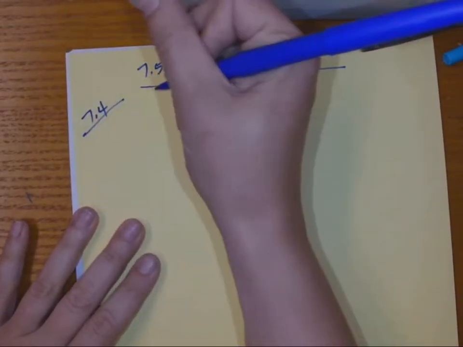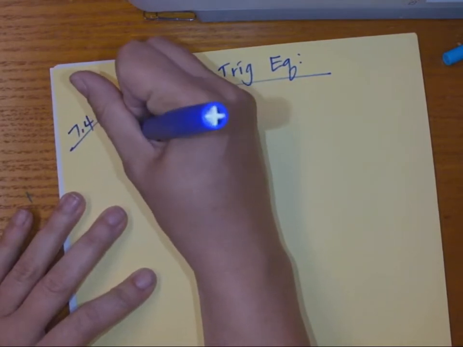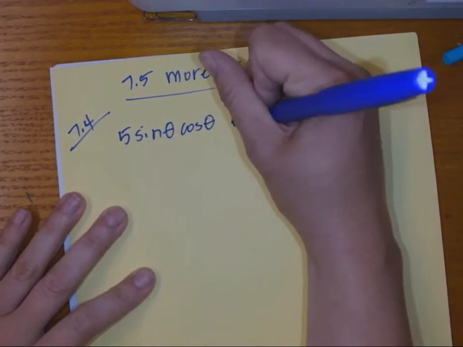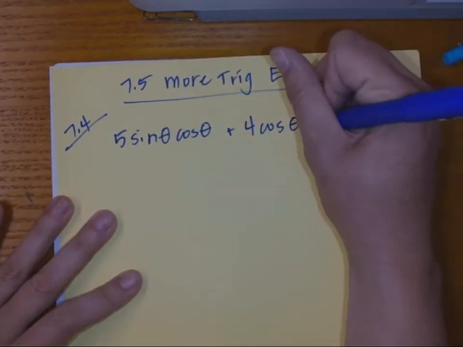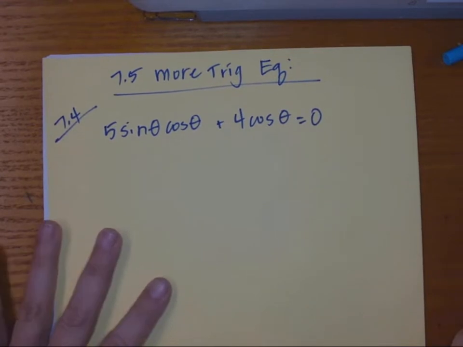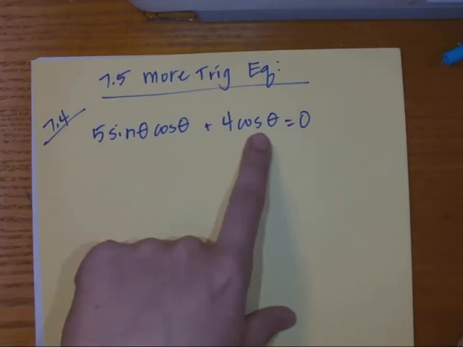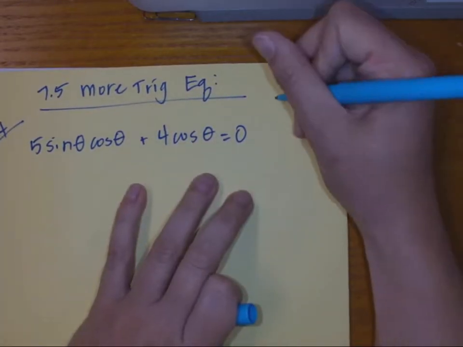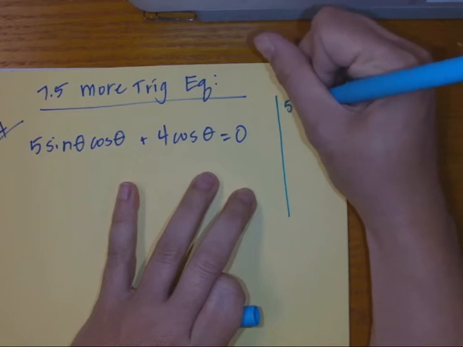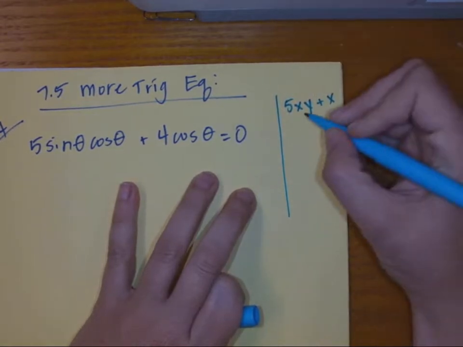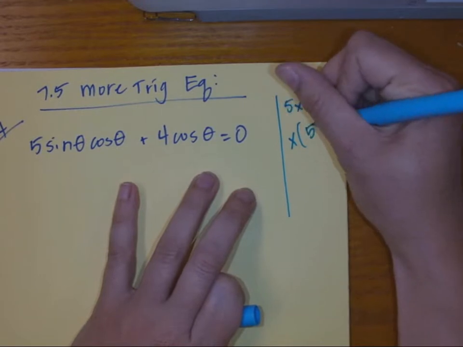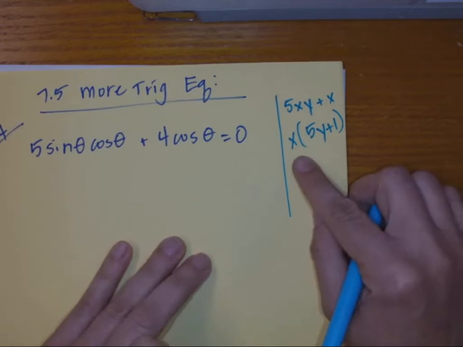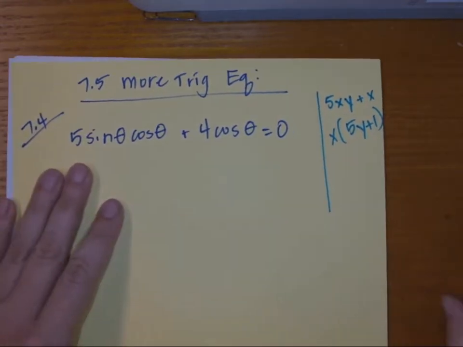This is the last problem for 7.4, and it's 5 times the sine of theta times the cosine of theta plus 4 cosine of theta equals 0. Notice I have sine times cosine and cosine. I'm trying to relate it back to algebra you know. It's kind of like if I had 5xy plus x. I could pull out an x from both and I'm left with 5y plus 1. Technically, we can't solve that with algebra because it's two different variables, but we can solve this one. It's kind of similar to that.